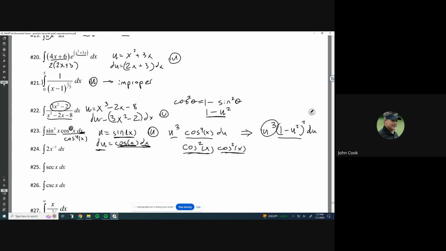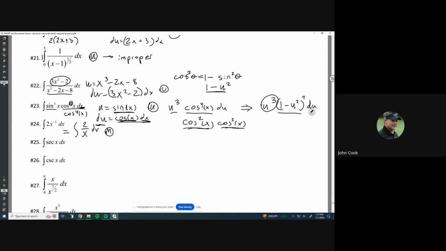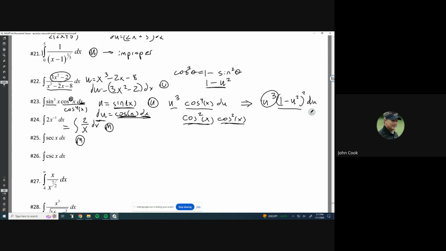For 24, this one is another memorized one. I rewrite that as 2 over x dx. And remember that 1 over x is natural log, so that's a memorized one. Secant and cosecant, those are both memorized ones.